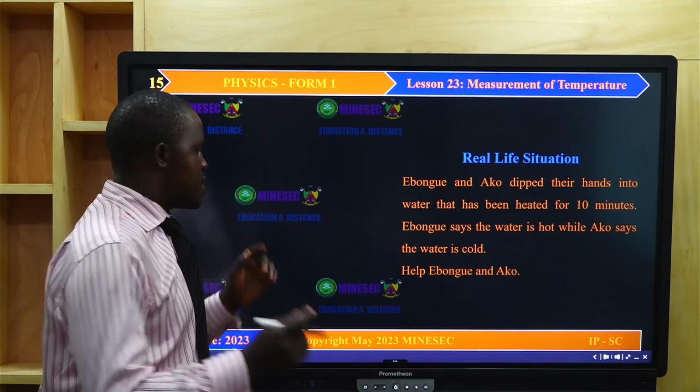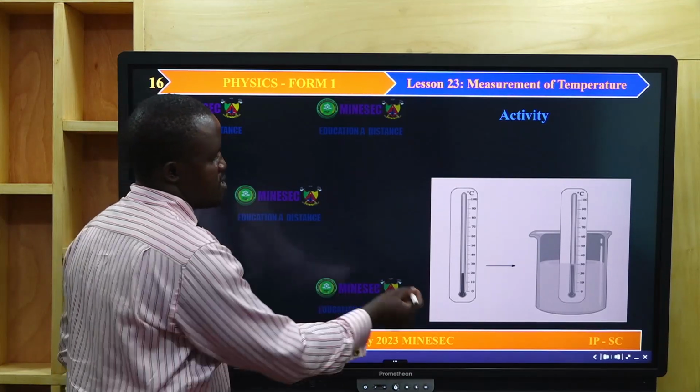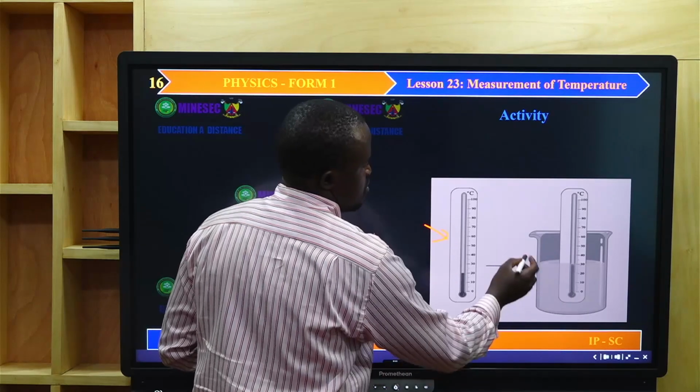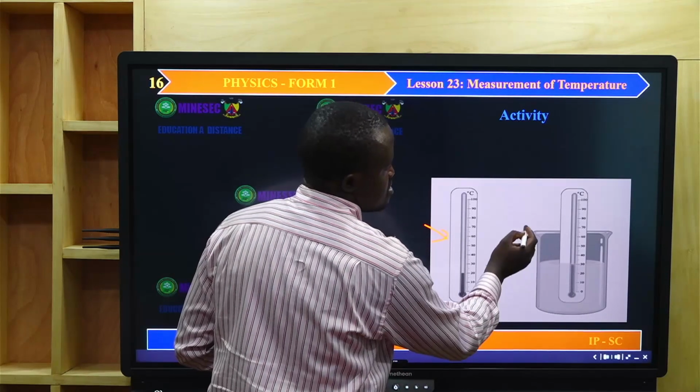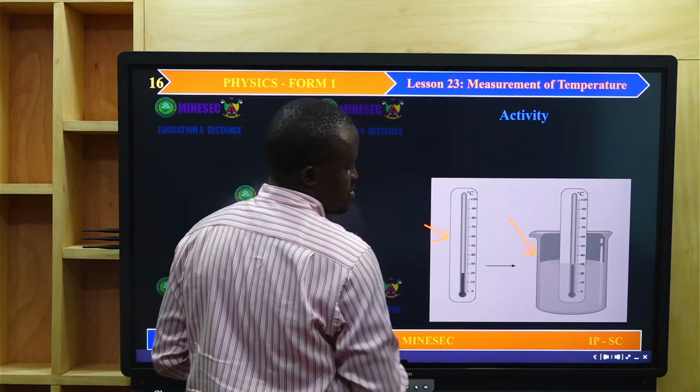Right? Let's move on. So we have some lesson activities here. Look at this. This is a thermometer. And here, well, this is an instrument. This one, you know this instrument too. You know this one, okay?